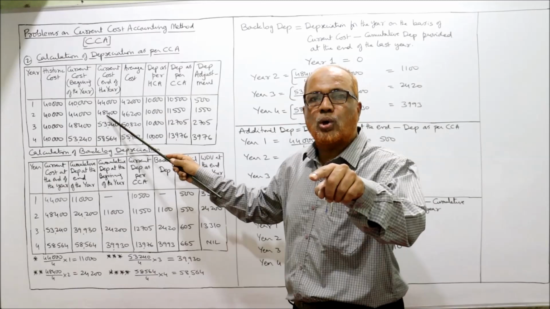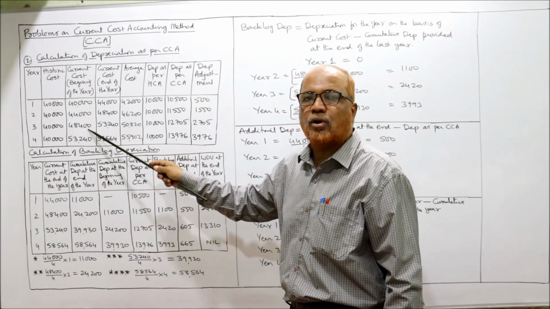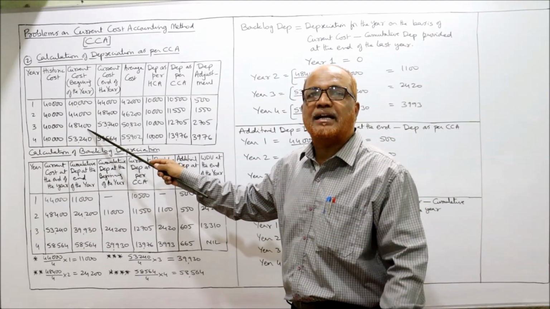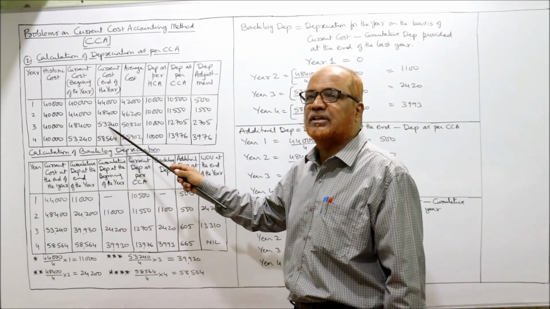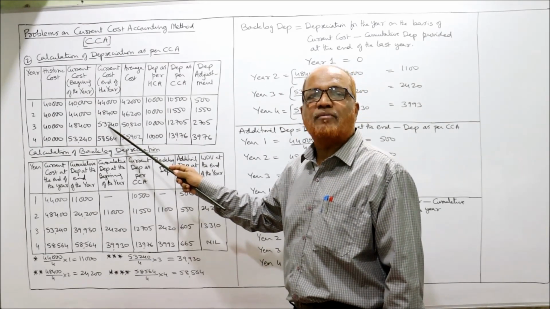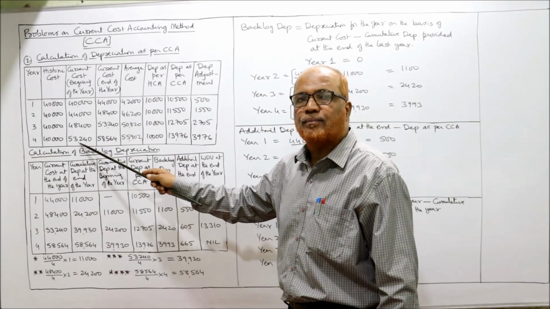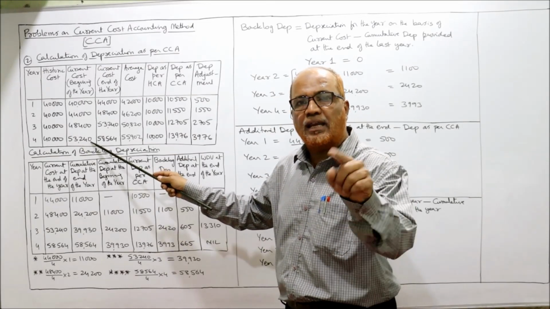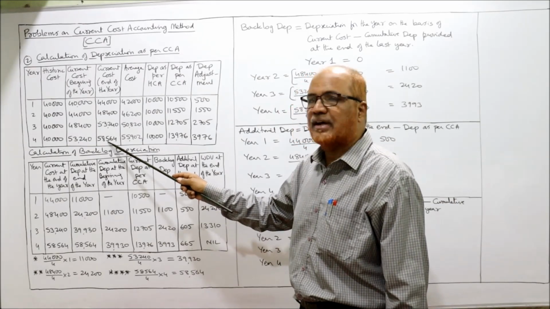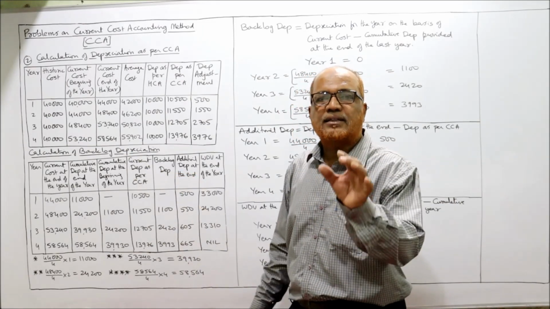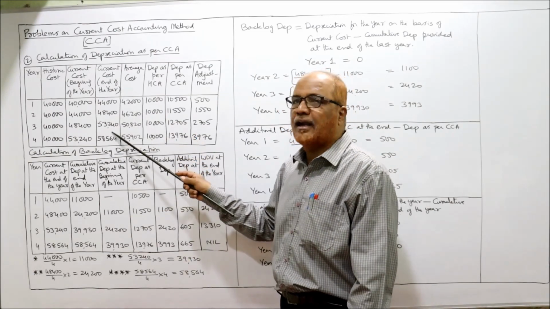Now the second year closing will become the third year opening. So third year opening is 48,400. Again increase by 10%. You will get 53,240. This is the closing value of the third year. Now this will become the opening value of the fourth year, 53,240. Again increase by 10%. At the end of the fourth year it will be 58,564. So we have calculated the current cost of the machine at the beginning and at the end.